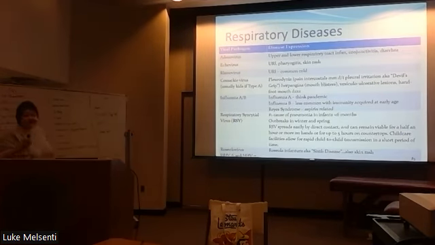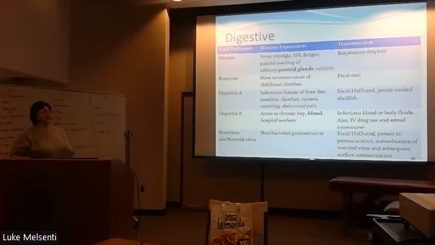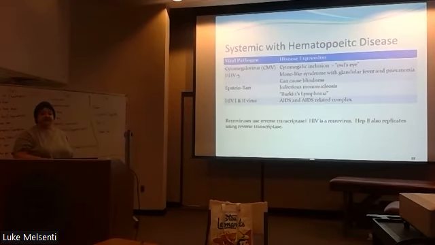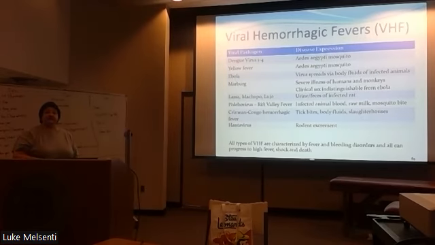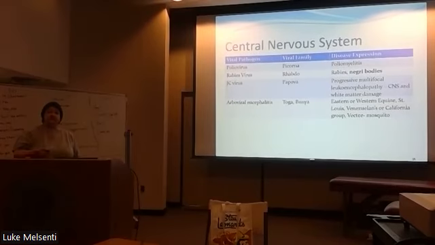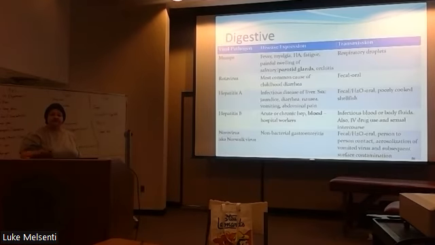So let's talk about this. Again, categorized quickly as those that cause respiratory problems, those that are digestive, those that are systemic with some sort of skin manifestation, those that are systemic in the blood, those that cause fevers, those that cause warts, those that cause central nervous system. You see how I group them? Okay, so that when you're looking at them and you have a list, you know what area of the body you're focusing on, where they're most prevalently affecting the human.